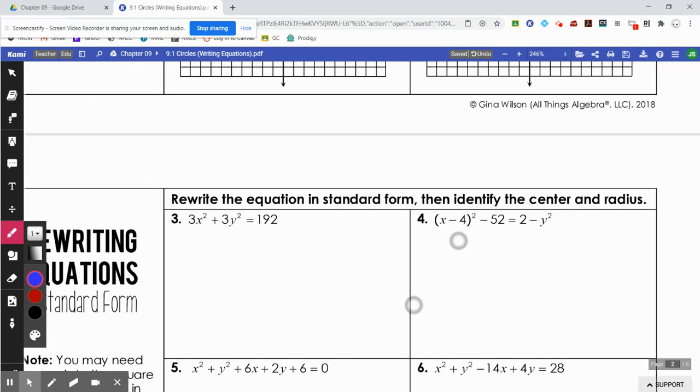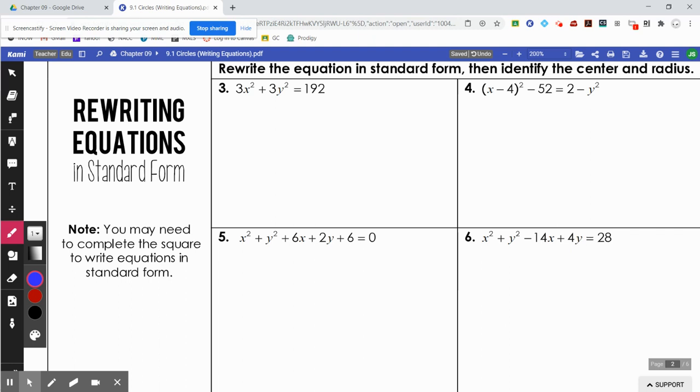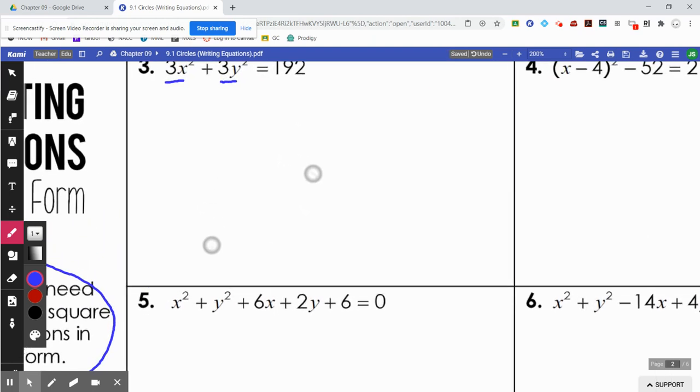Next one, it says rewrite the equations in standard form. So these are not in the form that we'd like to have them in because, again, we have x squareds and y squareds, not 3x squared. So how do we get that by itself? Notice it says note that we may need to complete the square, and we'll go over that in just a second to get it in that standard form. But on number 3, we don't.